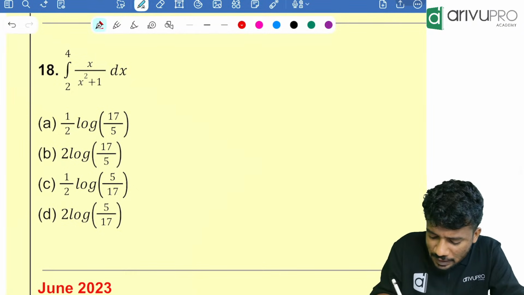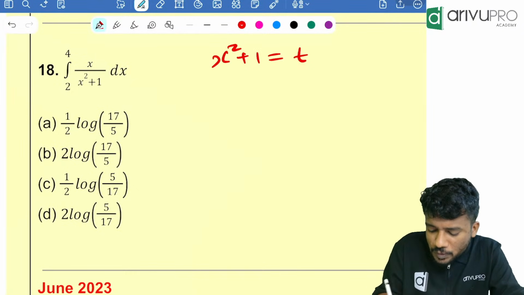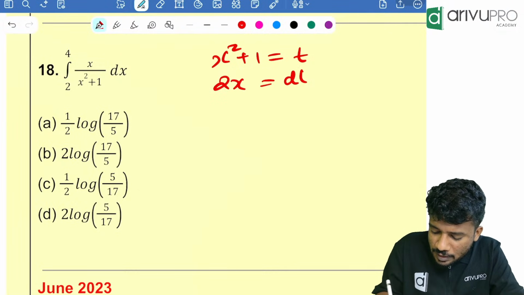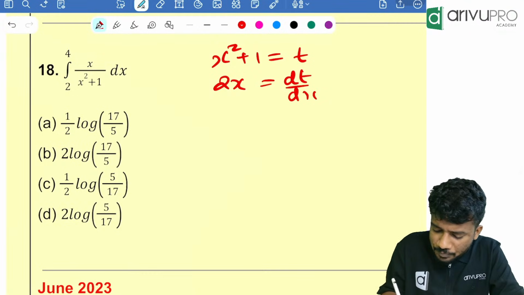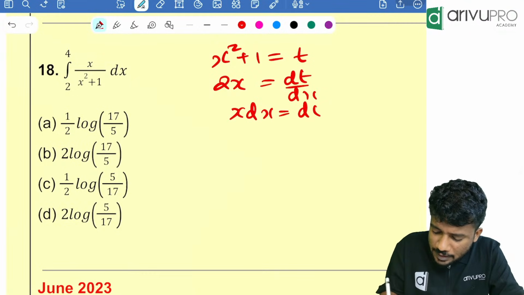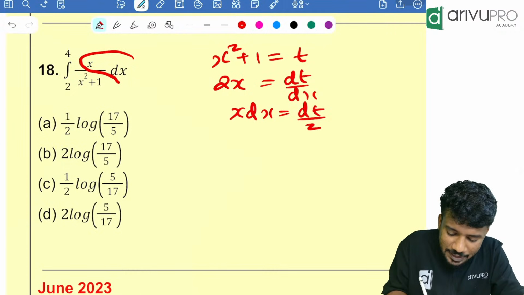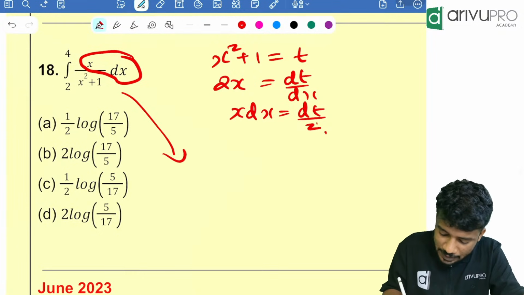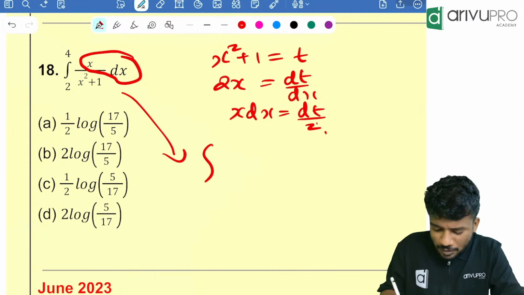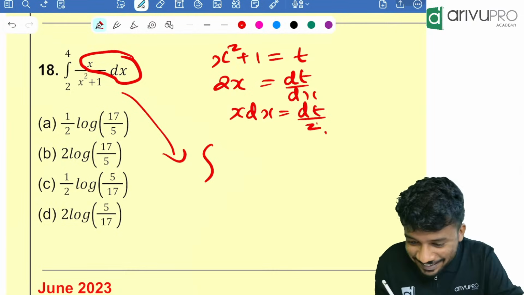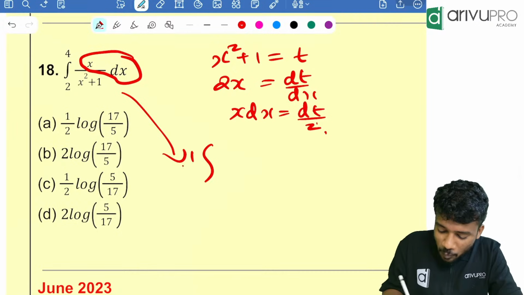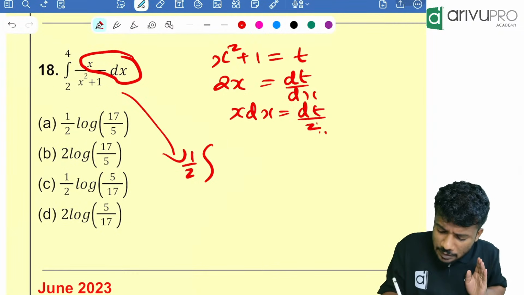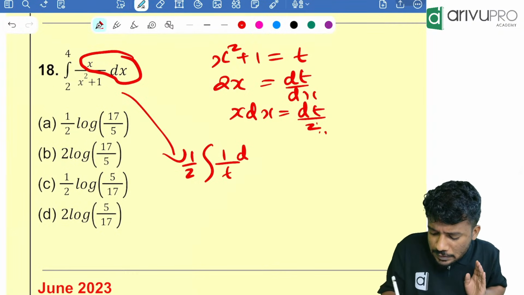Here we will take x square plus 1 is equal to t. Now take the derivative on both sides. That means 2x is equal to dt by dx. From that I can take x dx is equal to dt divided by 2. So x dx is dt by 2. Then I'll rearrange the question. I will not write the limit now, I'll write the limit later. Integral, 1 by 2, because dt by 2 is there, let it be outside. Then 1 by t dt.